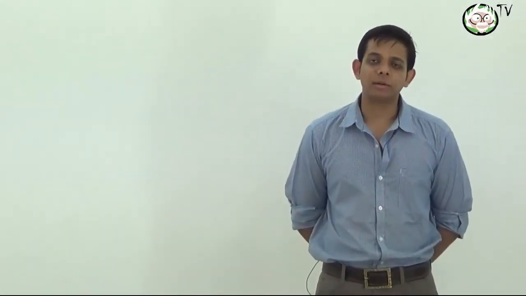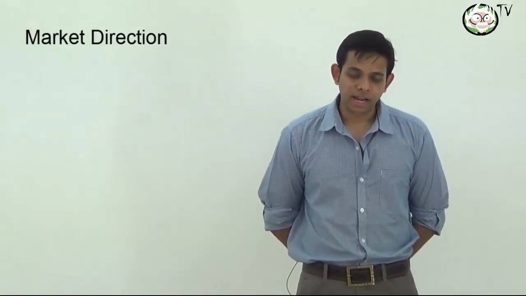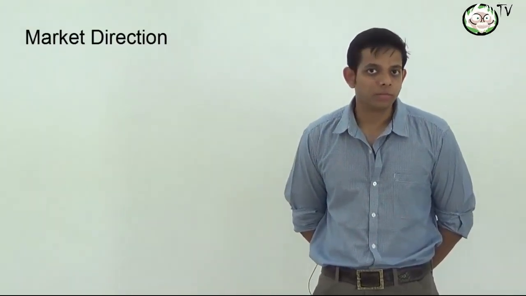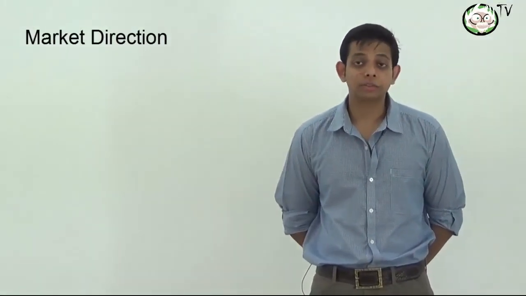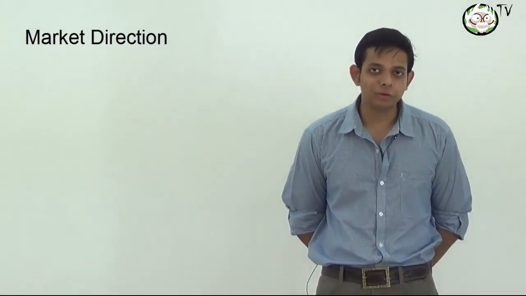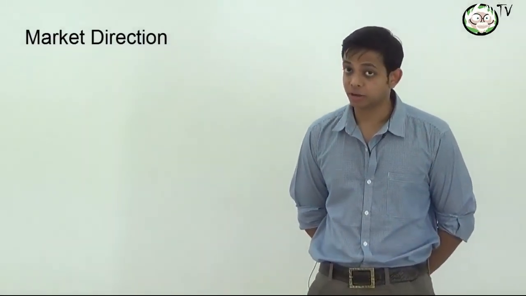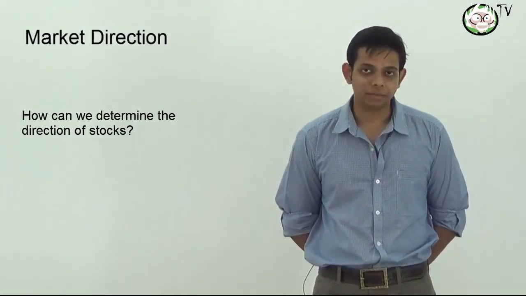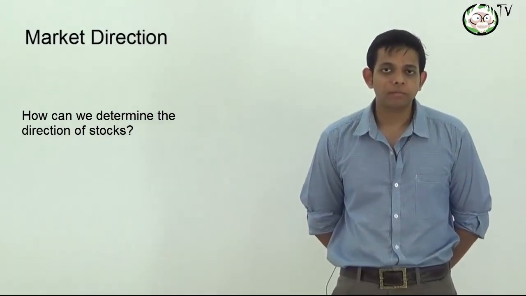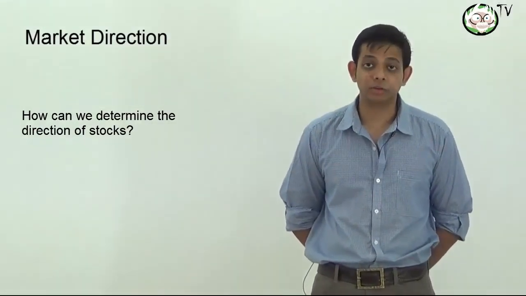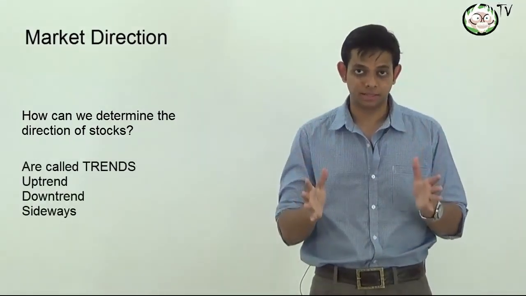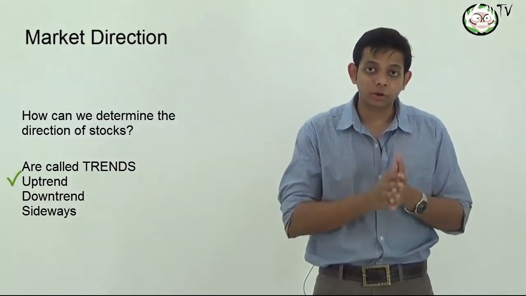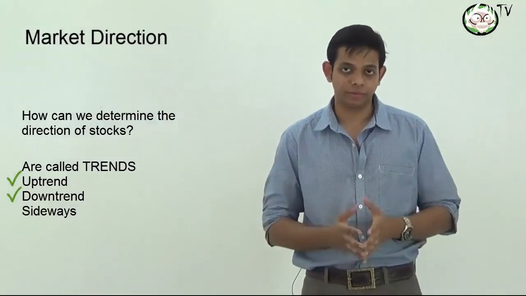Today we are going to learn about market direction. Now it's very interesting because everyone keeps coming up with this question, will the markets rise or will the markets fall? Well, using just a few technical tools, and I'm not talking about indicators, just pure price action, we can actually determine market direction. Now, market direction is actually referred to in the technical world as trends. So, a stock moving upwards is in an uptrend, and a stock moving downwards is in a downtrend.